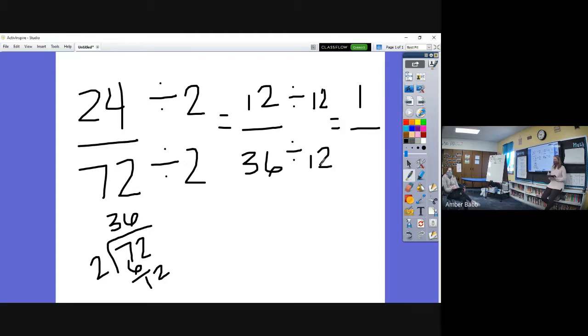And if I divide the bottom by 12, 36 divided by 12 gives me 1/3. What could I have divided by at the very beginning to get there straight away? 24. If I could have divided by 24 right at the very beginning.